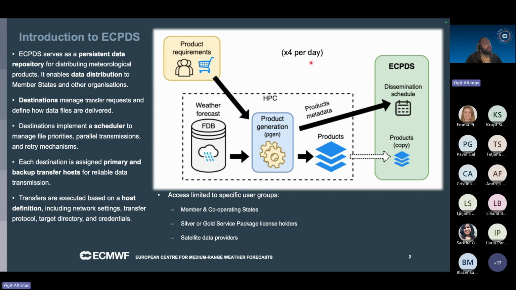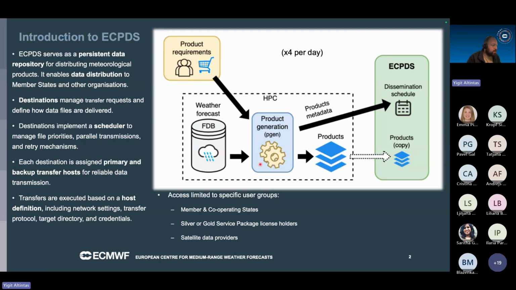So here, if we look at the graphic, our weather forecasting is happening in FDB, which is the fields database, and our product generation tool, what we call PGen, is getting your product requirements. So these are simple text files. PGen is reading that and producing the data, and we are sending it to you.